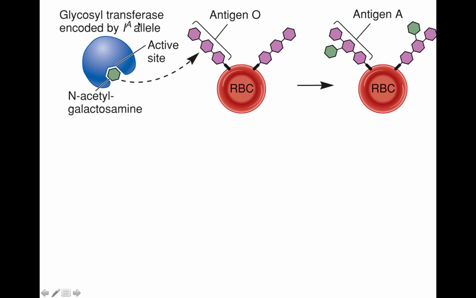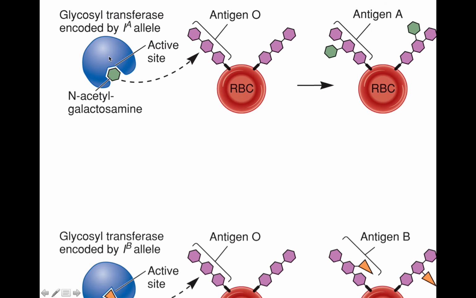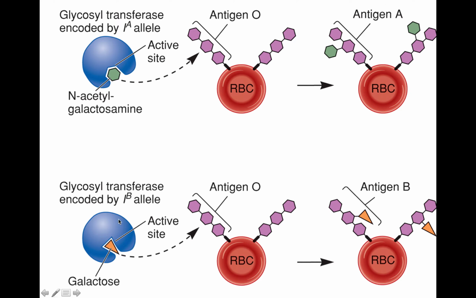Now, if you have a different allele of the glycosyltransferase called IB, it will take galactose and attach it to the basic sugar on the red blood cell and create something called antigen B. So far, we have 2 different alleles of the glycosyltransferase, one that attaches N-acetylgalactosamine and one that attaches galactose.